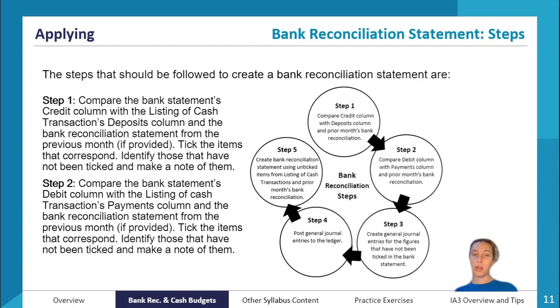And step 2 is just the opposite of that in terms of the different accounts. So instead of the credit column, you're looking at the debit column in the listing of cash transactions. And you are still looking at that previous bank reconciliation statement if it has been provided, and again, doing that ticking process.